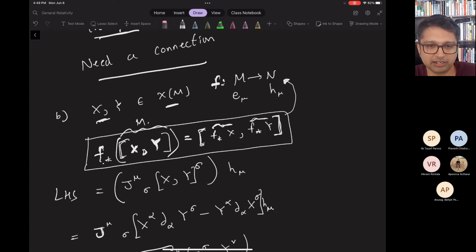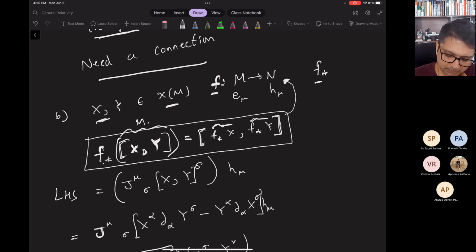So there's a compatibility between this kind of map f and the push forward map f star that it generates and the Lie bracket. There's a compatibility between f star and the Lie bracket, for any smooth function f. The proof is here, but I won't go over it. But intuitively the statement should seem to make sense.